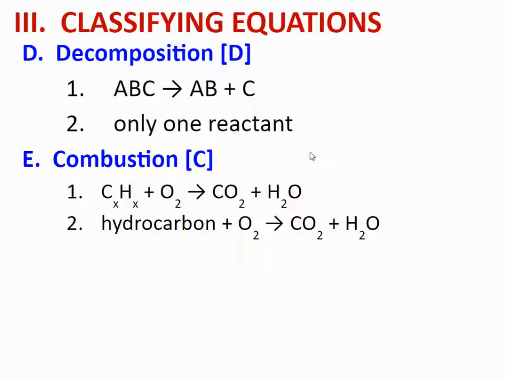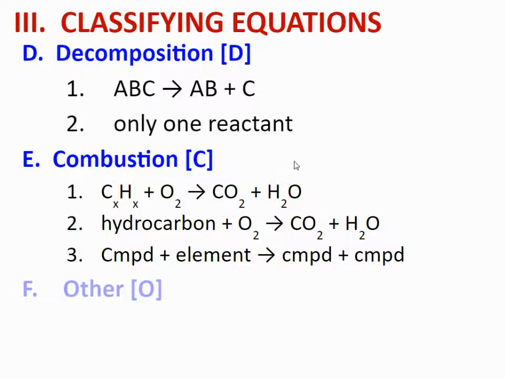Combustion must have a hydrocarbon, so it must have some sort of carbon and hydrogen. It must have an oxygen on the reactant side, and it always ends up with energy and carbon dioxide and water. So if it has carbon dioxide, water, and energy on your product side, it is a combustion. If it has an oxygen and a hydrocarbon, just use your context clues and figure out what it is.